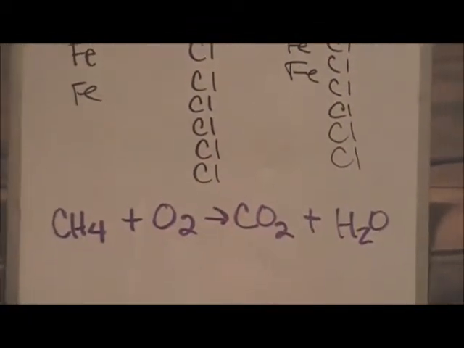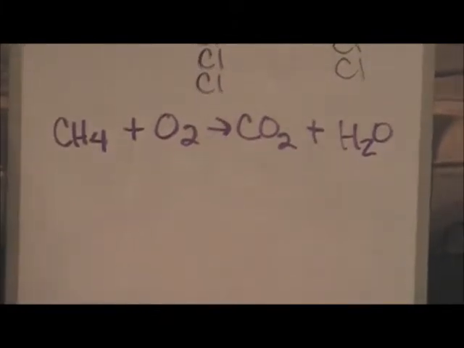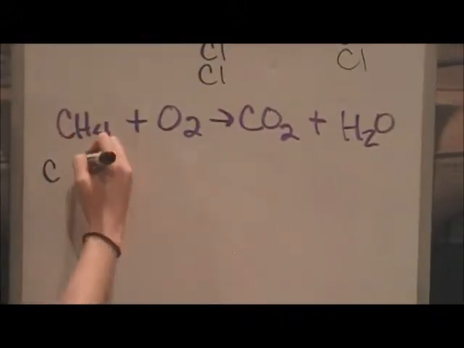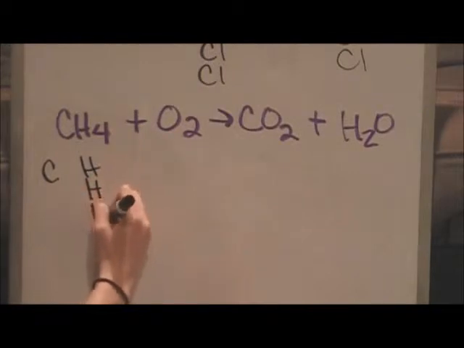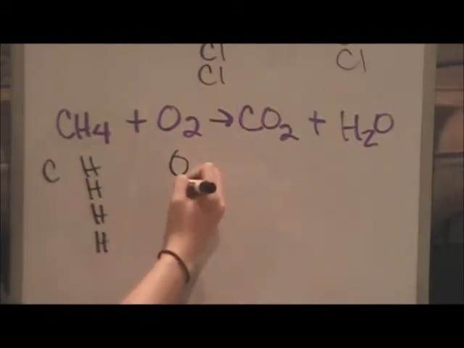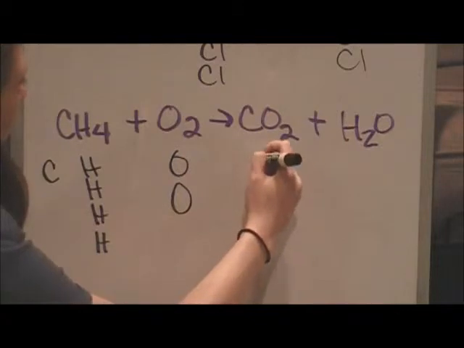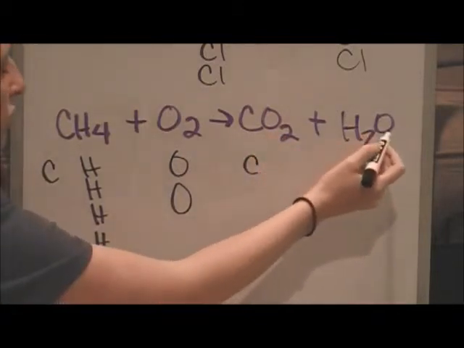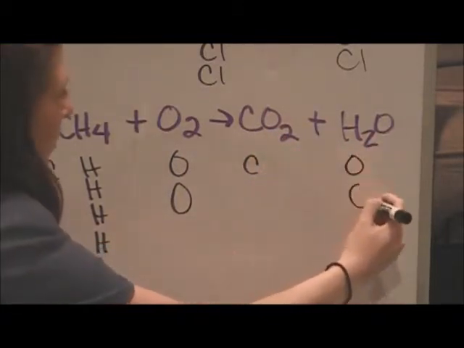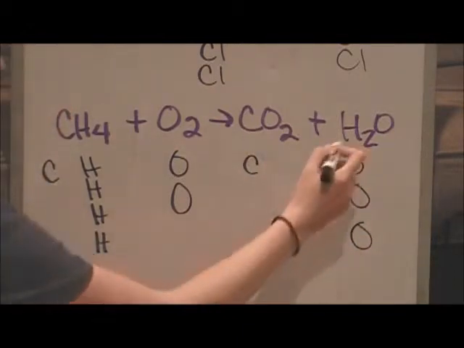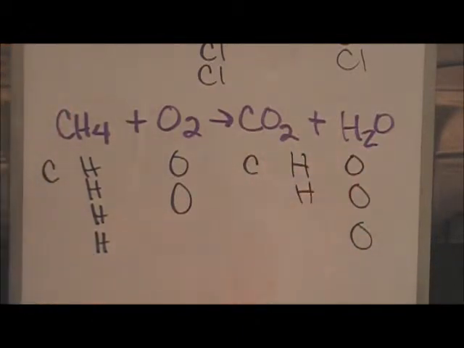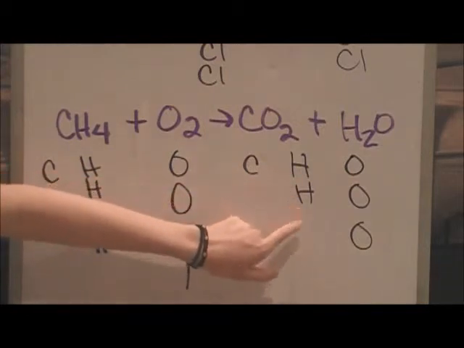For our next example problem, we have CH4 plus O2 yields CO2 plus H2O. On the reactant side, we have one C, 4 H's, and 2 O's. And on the product side, we have one C, 2 plus 1 O's, so we have 3 O's, and we have 2 H's. We're going to balance our H's first. We have 4 on this side and 2 on this side, so we want to add 2 more.